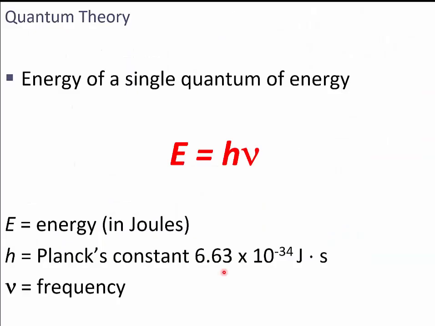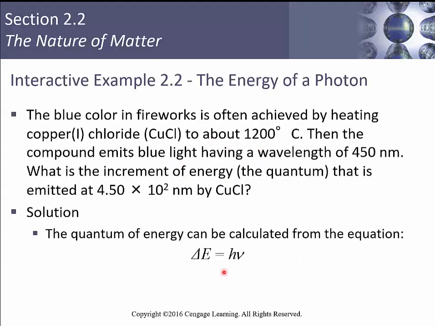Planck's theory says the energy of a single quantum of energy is equal to h times nu. E is the energy in joules, h is Planck's constant, and nu is the frequency. This is going to tie together the frequency of light, which is related to the wavelength, and the energy of that light. So let's do an example.